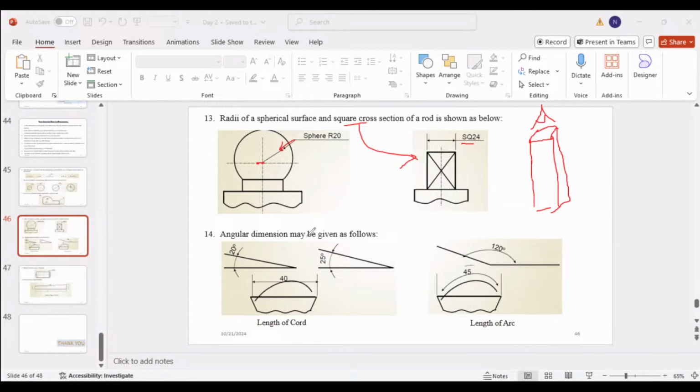And the 14th one is angular dimension, which may be given as follows. So if it is a small angle, just like in the previous classes, you can draw the arrowheads from the outside and mention the value from the outside. If the angle is large enough to mention the dimension within itself, you can draw it like that.